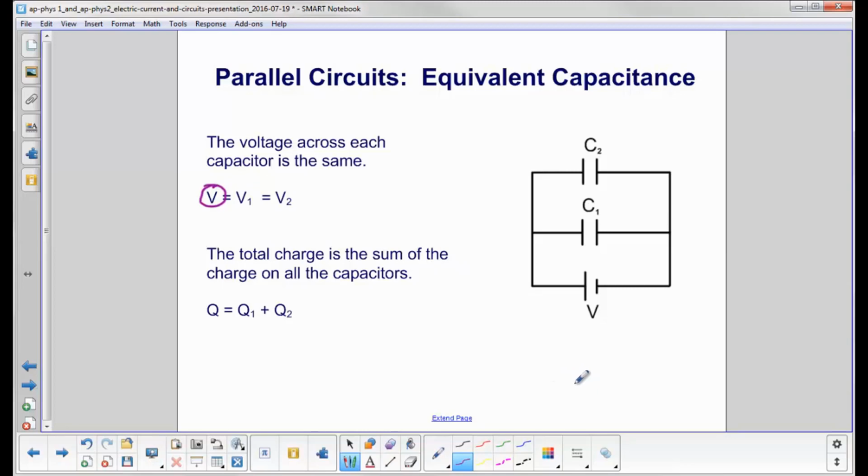The total charge will be the sum of the charge on both capacitors here. So that would be Q is equal to Q1 plus Q2. And again, we're just going to use the charge on one plate here because we know that each capacitor is neutral, but we'll take the charge here plus the charge here.